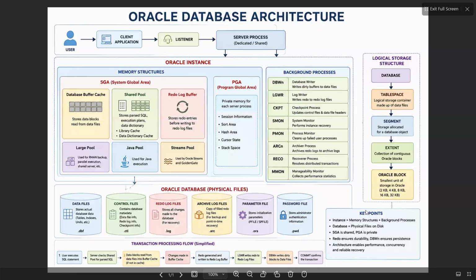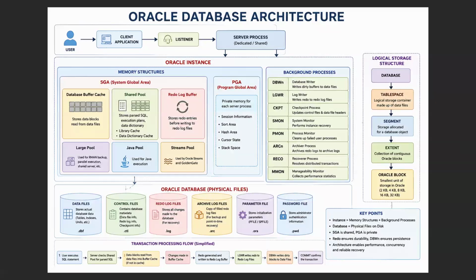So these are the key points. The instance is memory structure plus background processes. The database is physical files on the disk. The SGA is shared memory. The PGA is private. Redo ensures durability. The DB writer ensures persistence. The architecture enables performance, concurrency, and reliable recovery. If you know all these components, then you can easily identify where it's going slow, where we have to tune it, and where it's taking time.